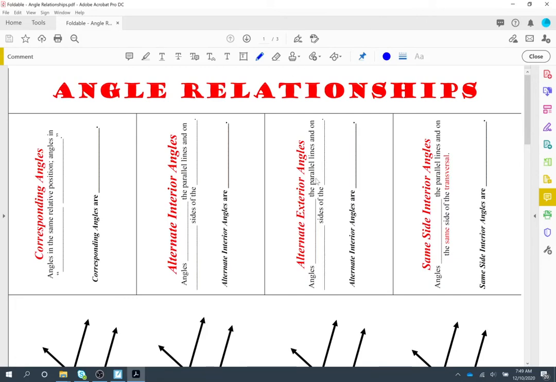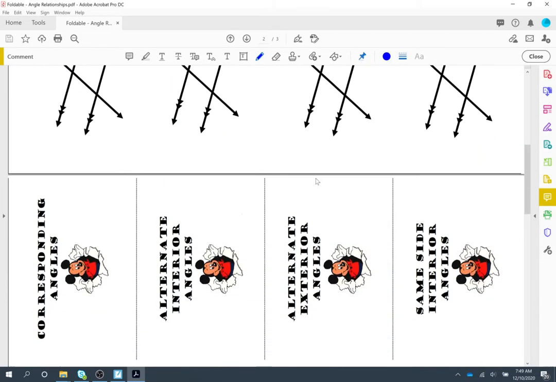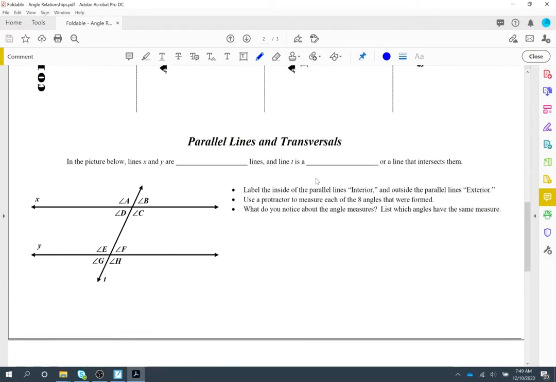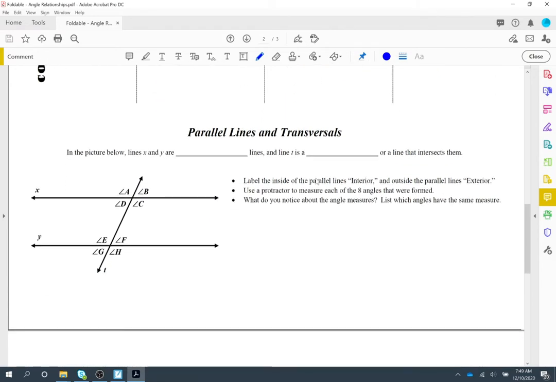Angle relationships. In this video, we're going to review some angle relationships. You actually learned these last year, but we need to make sure that we remember what they are so that moving forward, we can use them in our two-column proofs. So first of all, take a look at the picture.